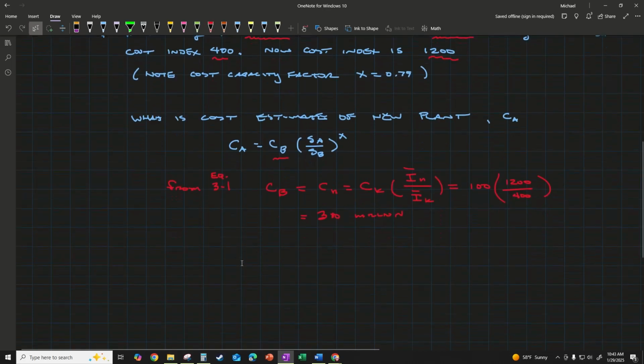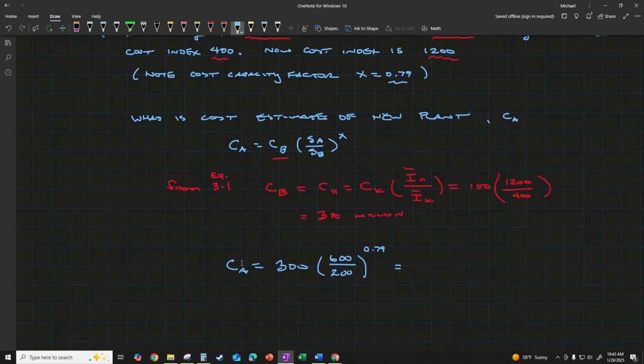Now we can plug that into our current equation and figure out the cost of our new plant. So we've got 300 times our size comparison: our new plant is 600 megawatts over the 200 megawatt size, and we're going to raise that to the power of 0.79, which was also given up here. Doing the calculations, we end up with an estimate of $714 million.